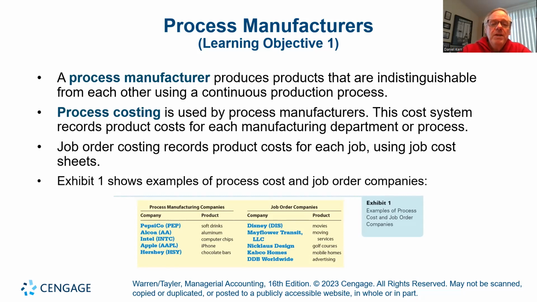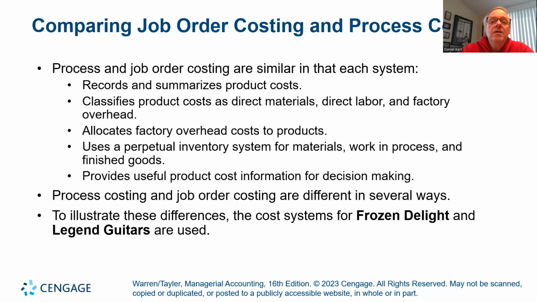So in terms of companies that use process manufacturing, again, the products come out of a process. One product is not distinguishable from another. So if we're making Pepsi Cola, aluminum, computer chips, iPhones, or chocolate bars, we go through a process. Out of that process comes a large number of products that are all the same. This is in contrast to job order costing that you'd use at Disney for making movies, a moving company, golf courses, mobile homes, advertising. They all would use job order costing.